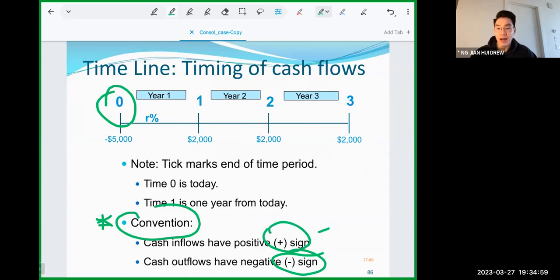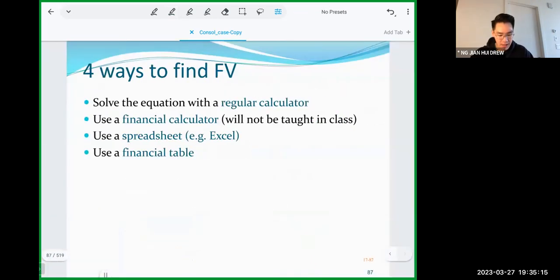All right. So I repeat again: always take the perspective of your own pocket. If money is going into your pocket, it is a positive. If money is going out of your pocket, it is a negative. We'll have a few questions and we'll look at how to do it. Of course, there are 4 ways. At the end of the day, we'll focus only on Excel. Feel free to use the financial calculator, but we'll not be teaching it in the module. But if you have any questions, I'm happy to answer them as well, because I've used the financial calculator previously.